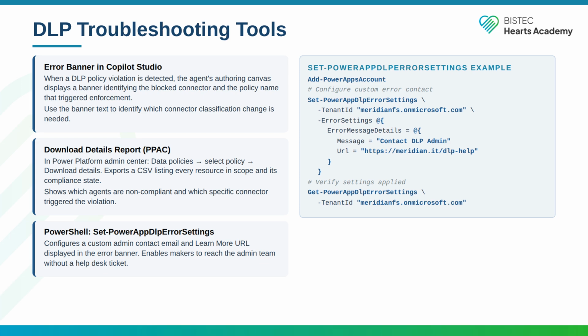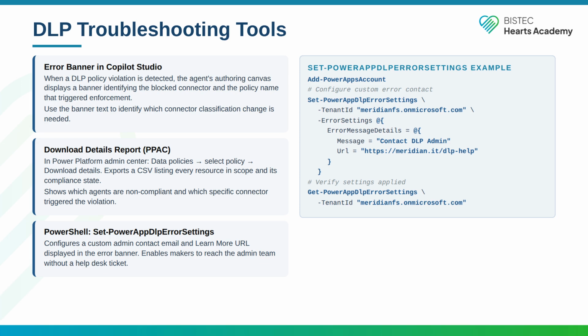The second tool is the Download Details report in the Power Platform Admin Center. Navigate to Data Policies, select the relevant policy, and click Download Details. The report exports as a CSV listing every resource in scope and its compliance state. It shows which agents are non-compliant and which specific connector triggered the violation for each agent.